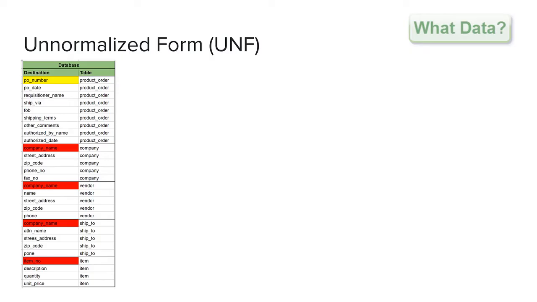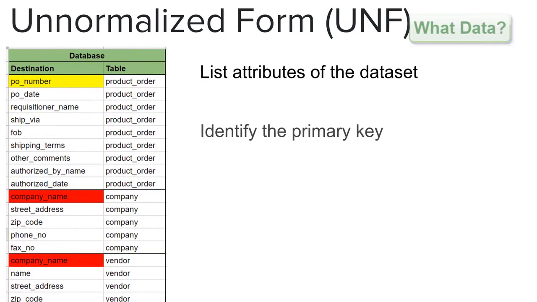Now that we've identified which fields we want to bring into our database, we can go through the steps to normalize our data. The first process is to make our required fields into an unnormalized form, UNF. We list the attributes of the dataset and then identify the primary key. A primary key is a value that uniquely identifies any given record. In this case, our unique record is identified by the product order number, or PO number.